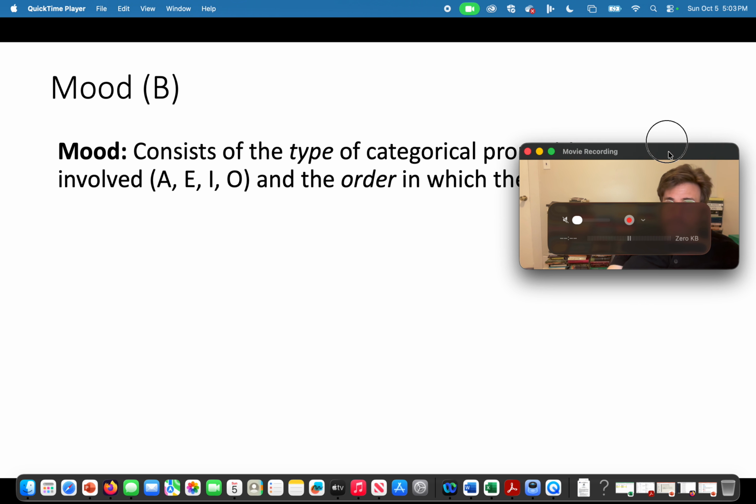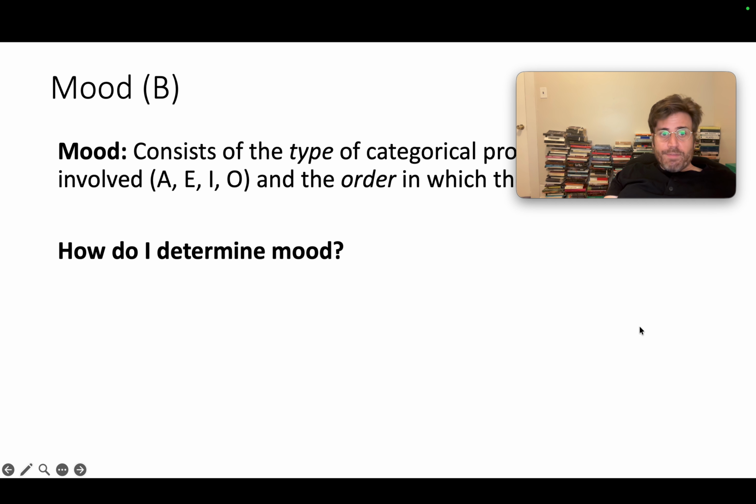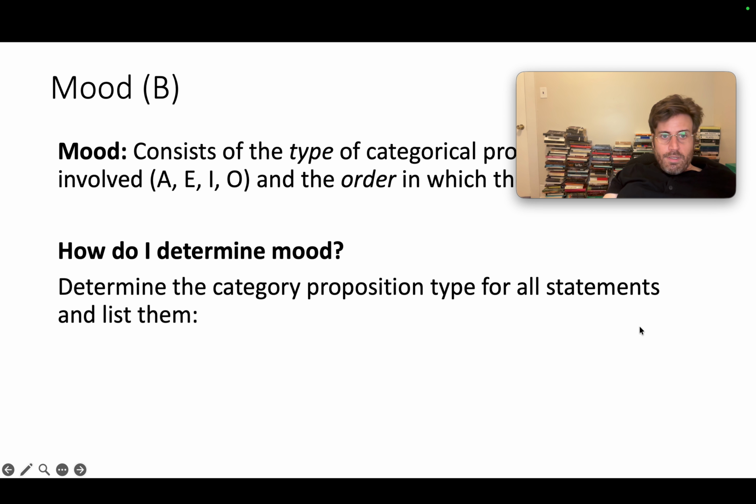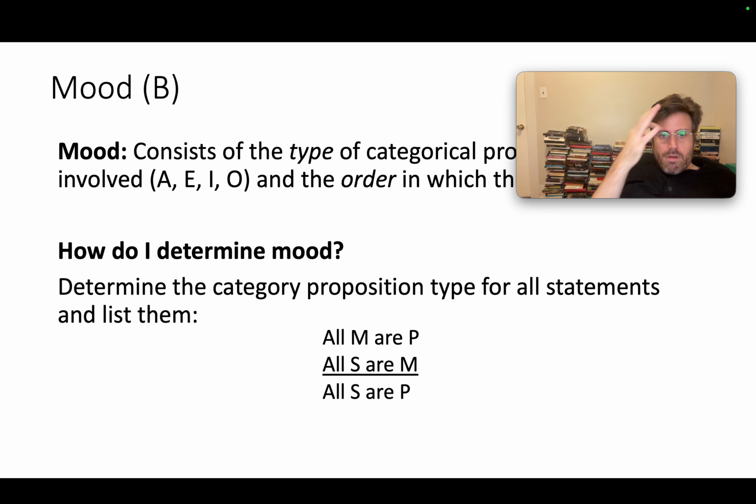So it's basically a way of labeling categorical syllogisms. How do I determine the mood? Determine the categorical proposition type for all statements and simply list them. So to return to our example here: all M are P, all S are M, therefore all S are P. Note we broke down the category type in the last slide for each proposition, for each sentence. We determined that each one is an A proposition. So our mood has to be this: A, A, A.